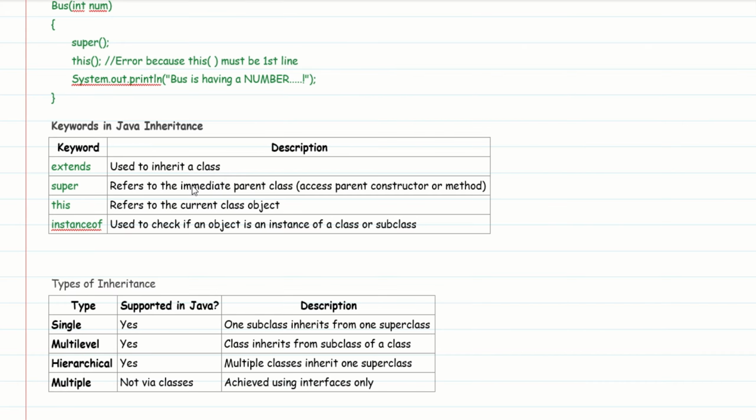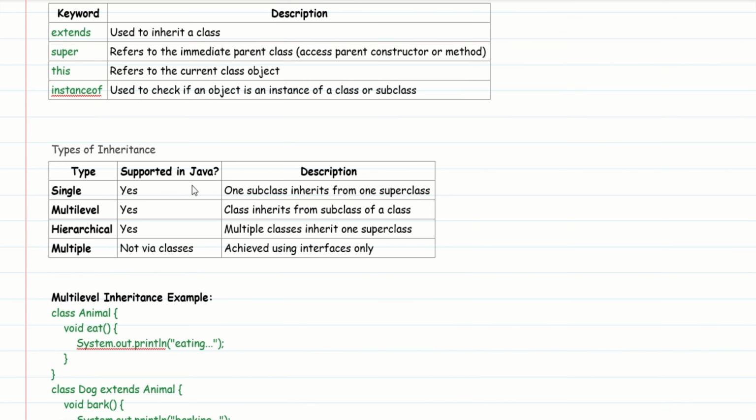So here are the keywords which we use in Java inheritance. One is the extends keyword which helps to inherit a class. Then we have super which refers to the immediate parent class method, that is either a method or a constructor. Then we have the this keyword which refers to the current class object. And instanceof is used to check if an object is an instance of a class or subclass. So the types of inheritance, we have single inheritance, multi-level inheritance, hierarchical inheritance, and Java won't support multiple inheritance. This can be achieved using interfaces.